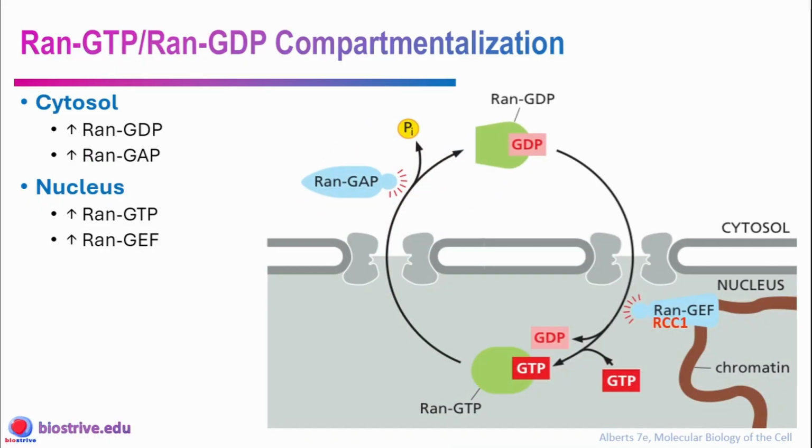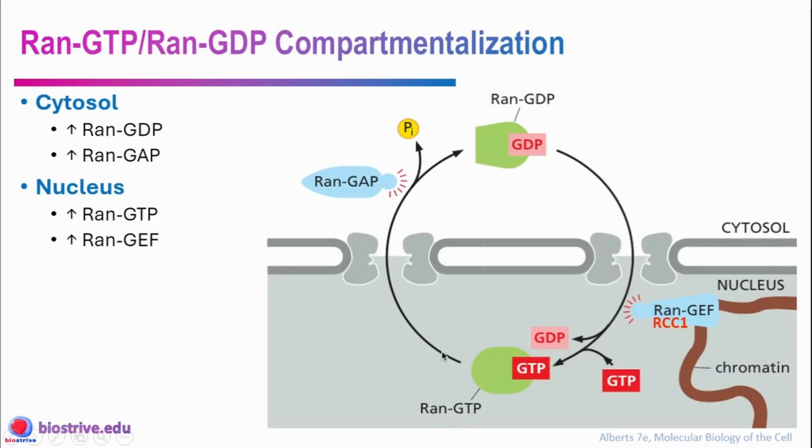This is a diagram from the textbook itself. As you can see, inside the nucleus, the form which is existing is RAN-GTP. This GTP is provided by RAN-GEF. The most common RAN-GEF is RCC1. RCC1 is providing this GTP to this RAN-GDP. GDP will dissociate and GTP will bind to this protein, and there will be a major concentration of RAN-GTP.